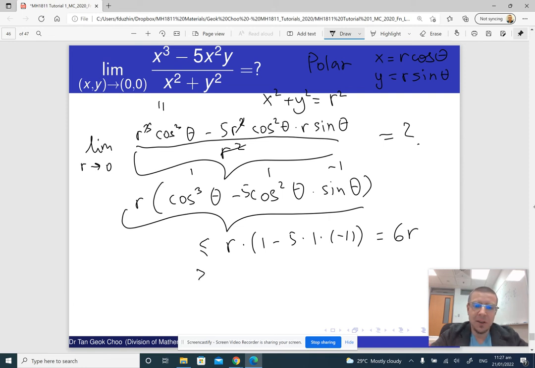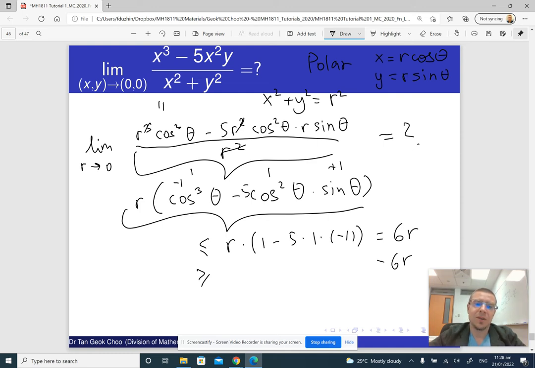And because of the same reason, our expression is going to be bigger than or equal to r times, well, we've got to just reverse all the signs. To find a lower bound for our expression, the minimum value is going to happen when cosine is negative 1 and sine is positive 1, and then we will have minus 6, right? So basically our expression is bigger than or equal to minus 6r.